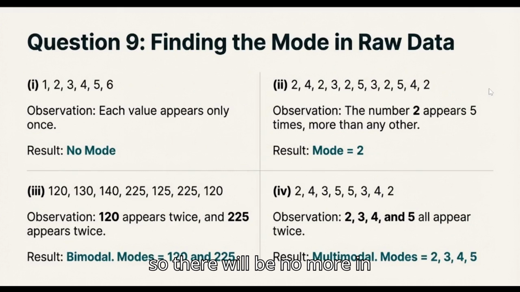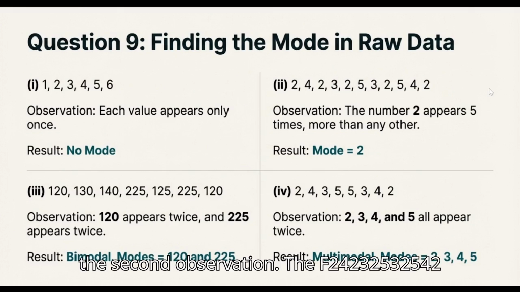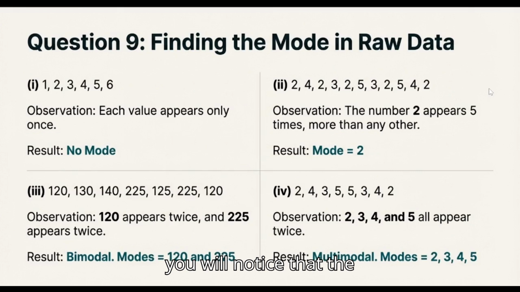In the second observation, we have 2, 4, 2, 3, 2, 5, 3, 2, 5, 4, 2. You will notice that the number 2 appears 5 times, more than any other, so the mode will be 2, and this is an example of a unimodal data set. In the third example, we have 120, 130, 140, 225, 125 and 225.